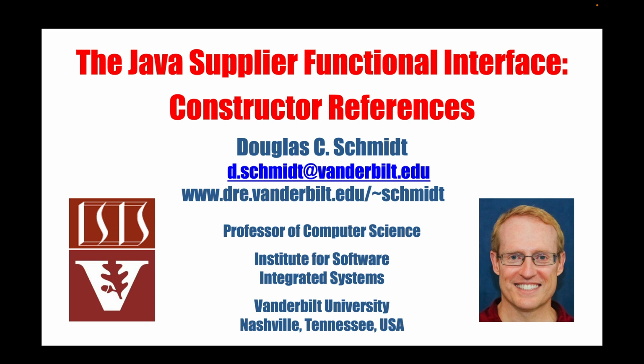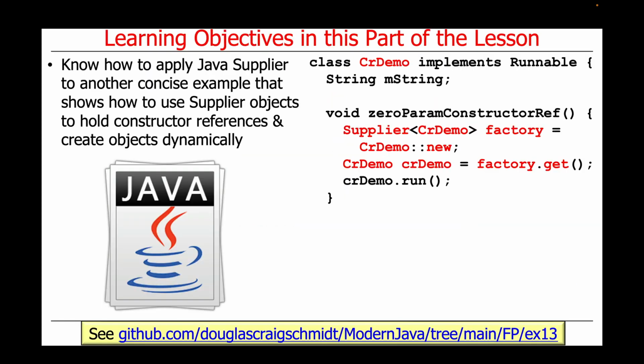Now that we've explored the use of the Java Supplier functional interface in the context of the Java Optional class, let's take a look at another common use case where Java suppliers can be used to store constructor references. We'll examine this capability in the context of yet another concise example that shows how to use supplier objects to hold constructor references and then use them to create objects dynamically.